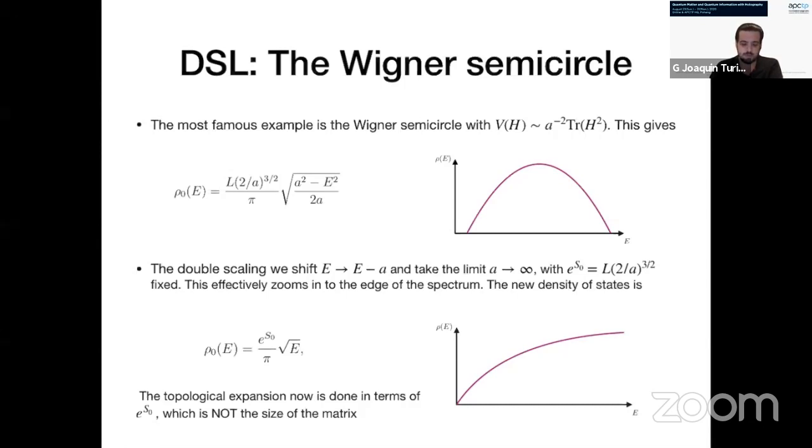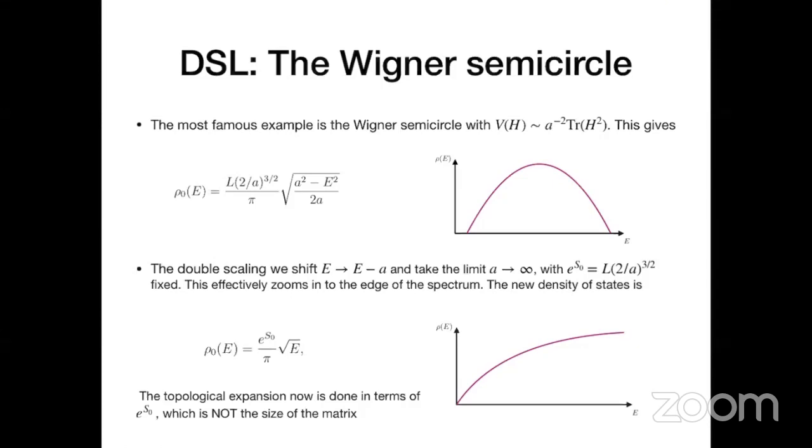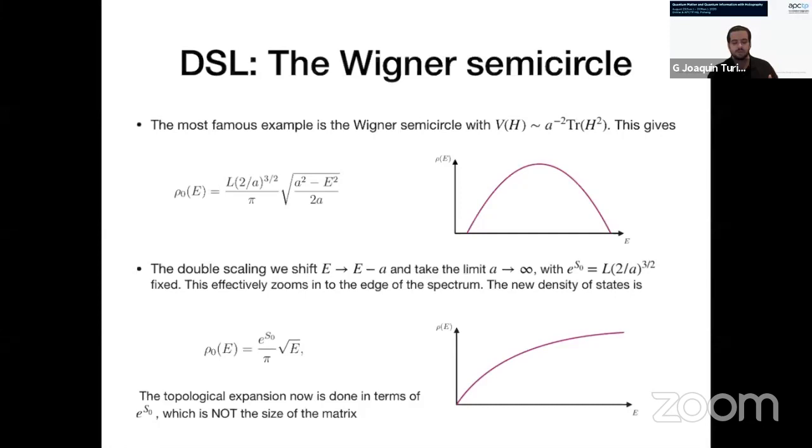It's understood by Wigner. And what we will compare with e to the S naught is not L, not the size of the matrix, but it's a parameter that appears in the double scaling limit, which, for example, in this case, we take A to infinity, L to infinity, but we keep this combination fixed, and this is e to the S naught. So e to the S naught is some parameter of the density of states that should be thought of as large, and you should think of it as describing not the size of the matrix, but the average level spacing of the eigenvalues in each realization.